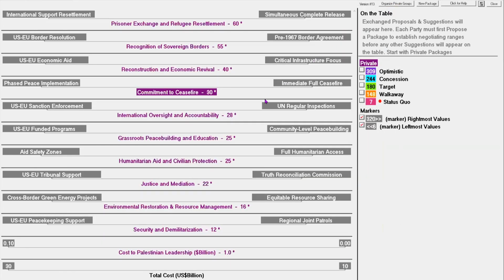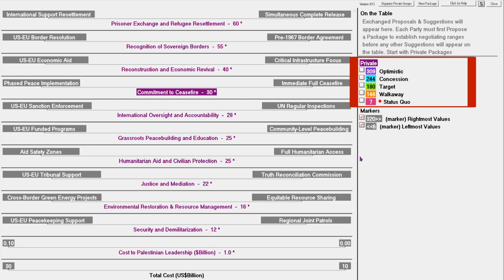On the right side is where the Palestinians keep track of alternative outcomes. There is nothing yet on the table for all parties to see. The Palestinian leadership have created 5 private reference packages to help them understand their own preferences and also for use in the bargaining phase about to begin.